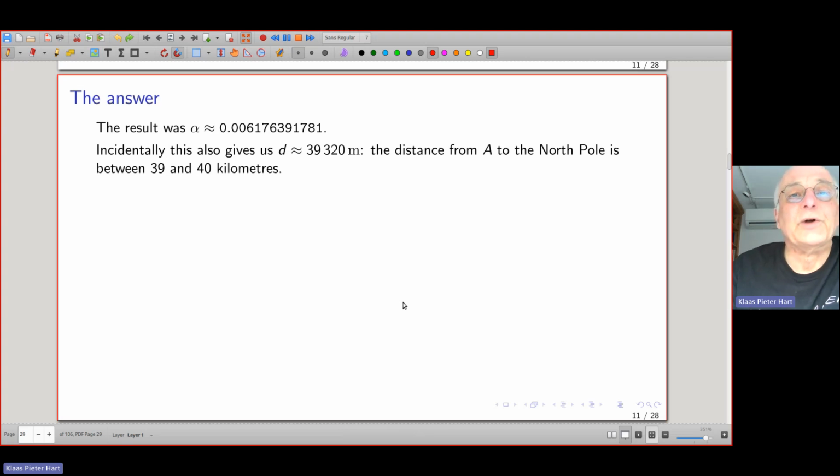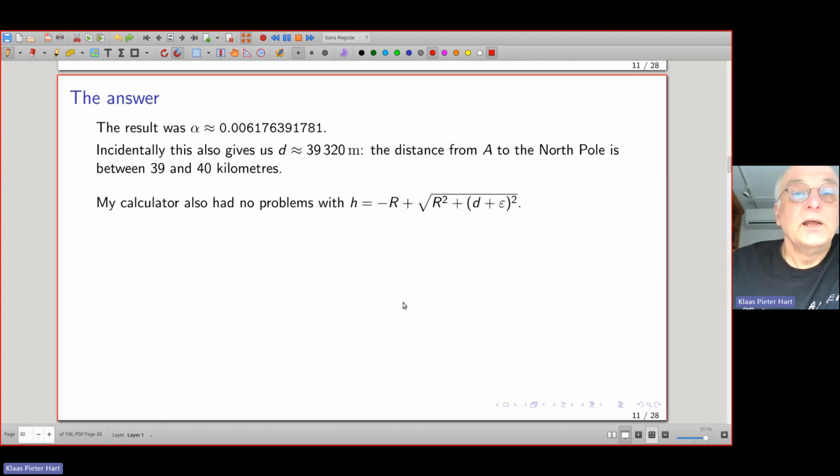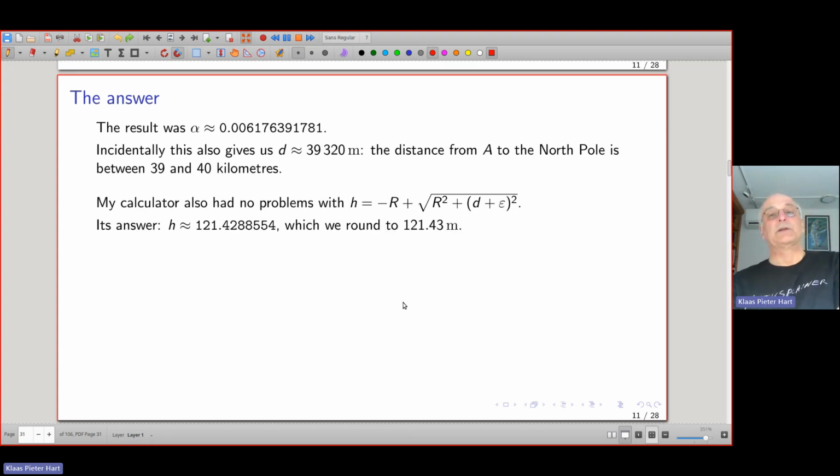Incidentally, we now know how far the point A is from the North Pole, 39 kilometers and a bit. And then the calculator could deal with the formula. We stuck in the d, or alpha times r, if you will, and we found 120 meters and 43 centimeters as the height of the hook.